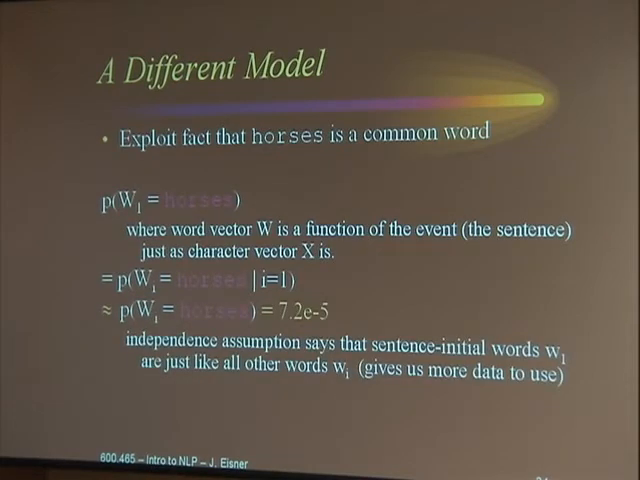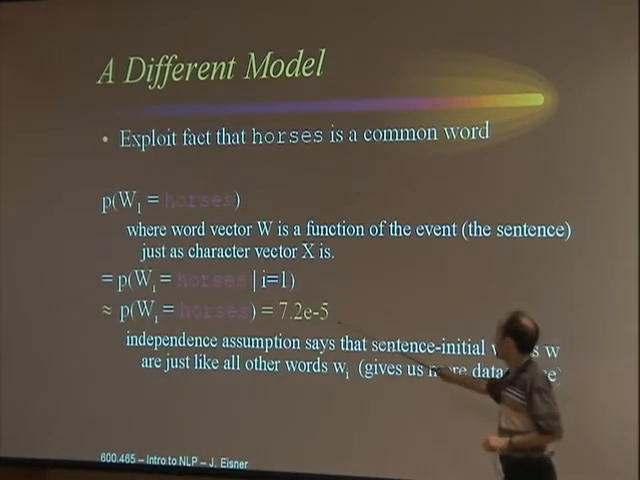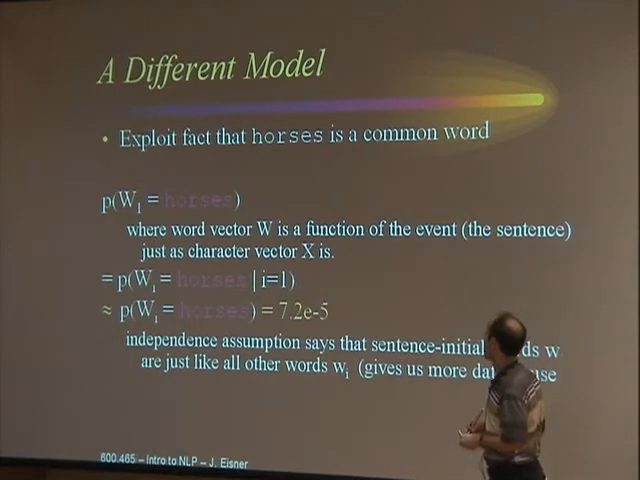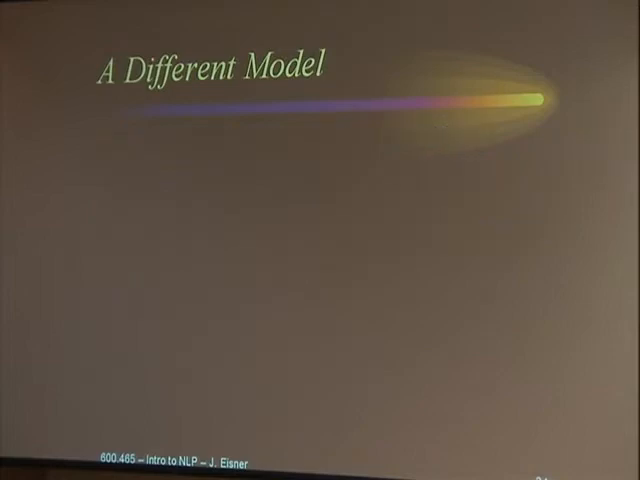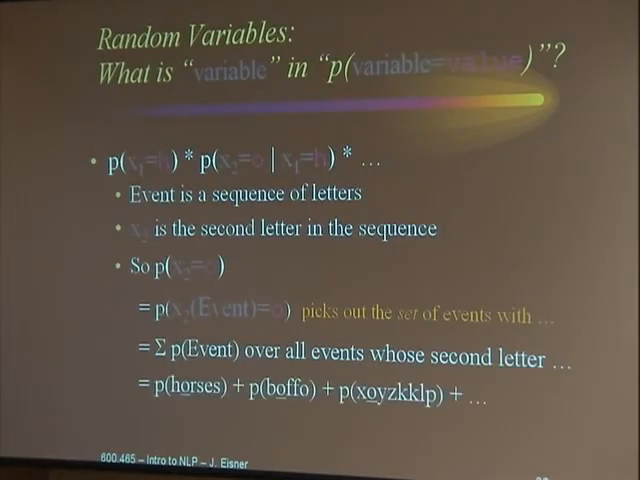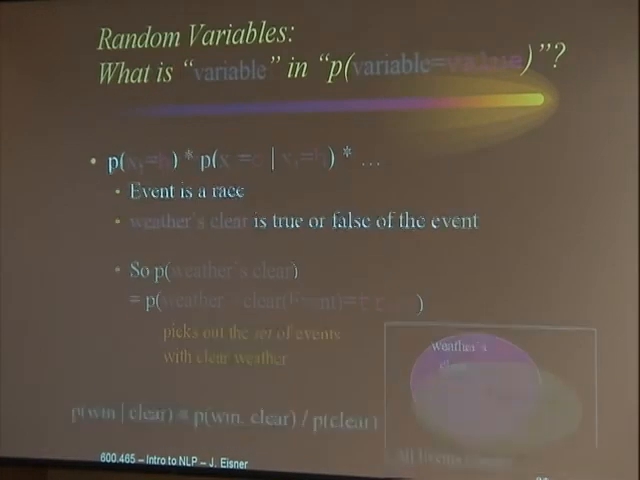So we'll back off to just how frequent is horses in the corpus. And we get 7.2 times 10 to the minus 5. Now that actually is a lot higher, I think, than what we got previously. Where's our number previously?